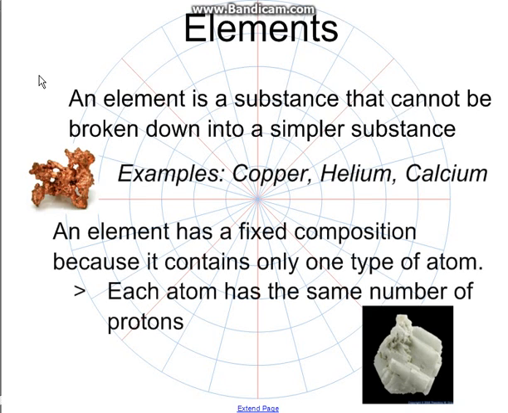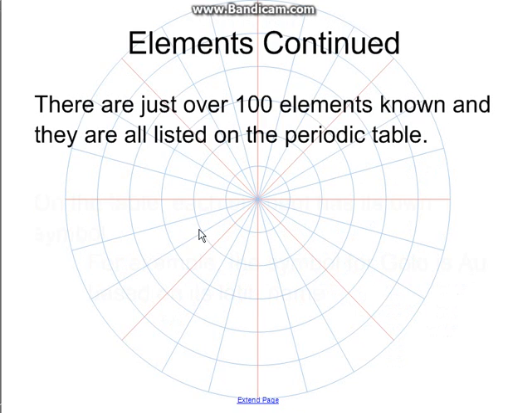An element has a fixed composition because it contains only one type of atom. What that means is if you split an element into the individual atoms, each atom would be exactly the same. And what that means is each atom has the same number of protons. And when we talk about elements in the periodic table more later this year, we'll talk about why the number of protons matters. Now, there are just over 100 known elements in the periodic table.